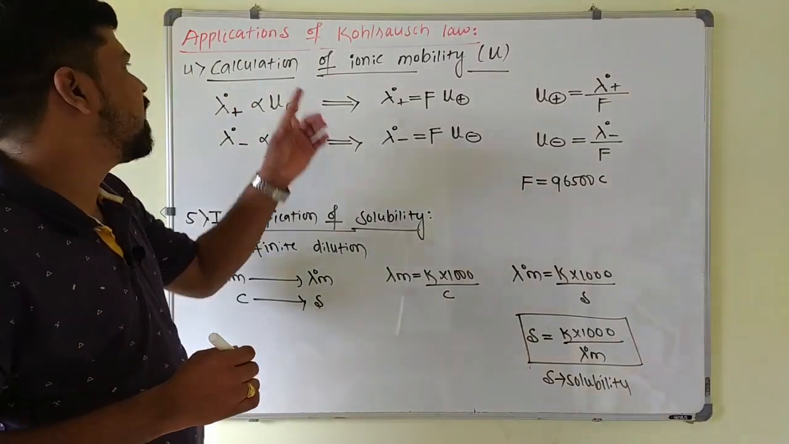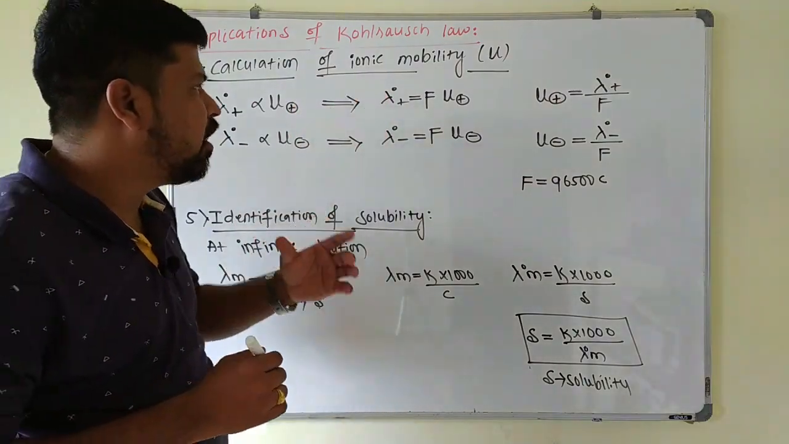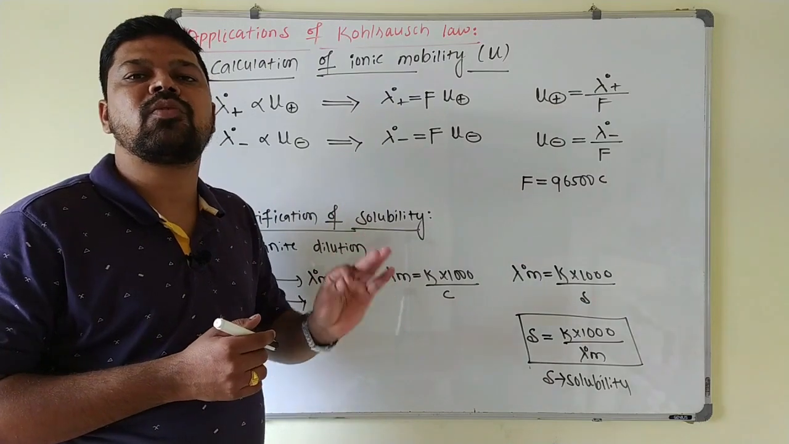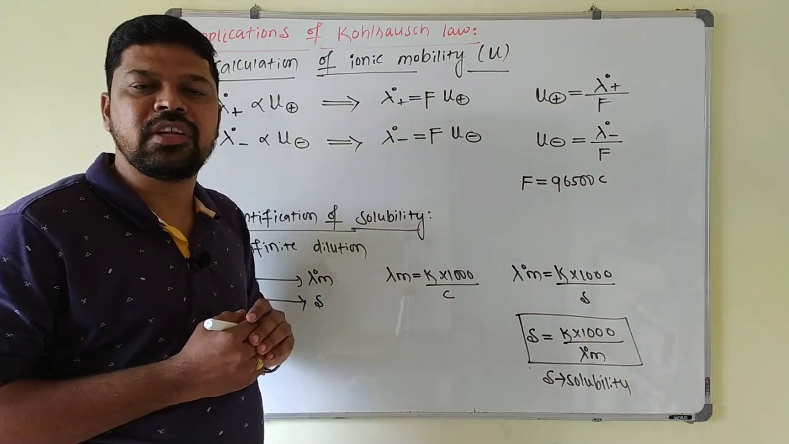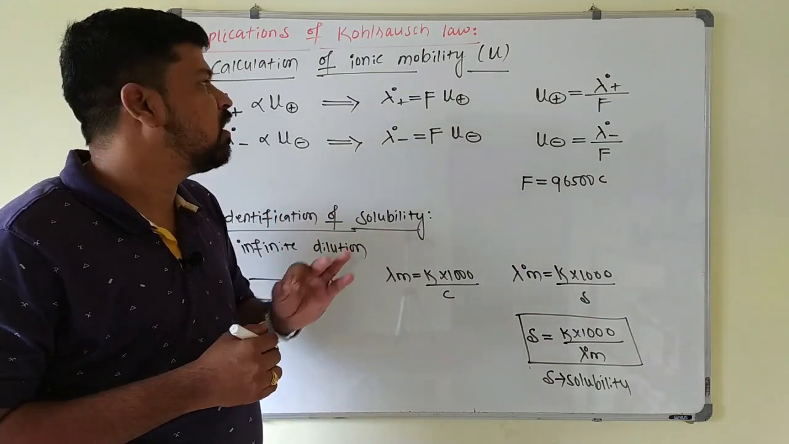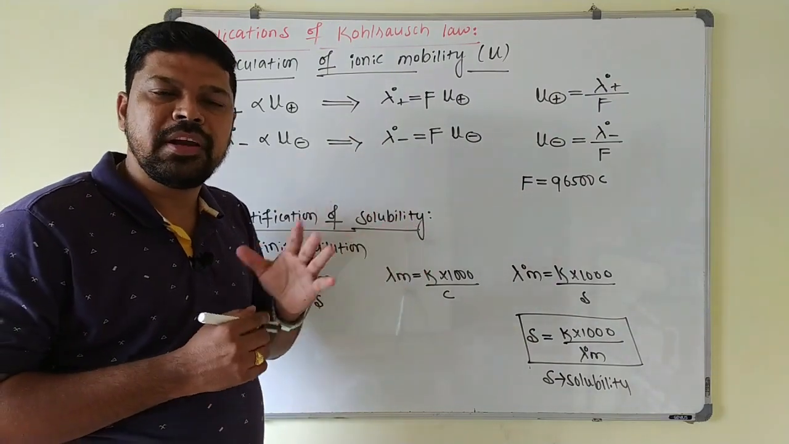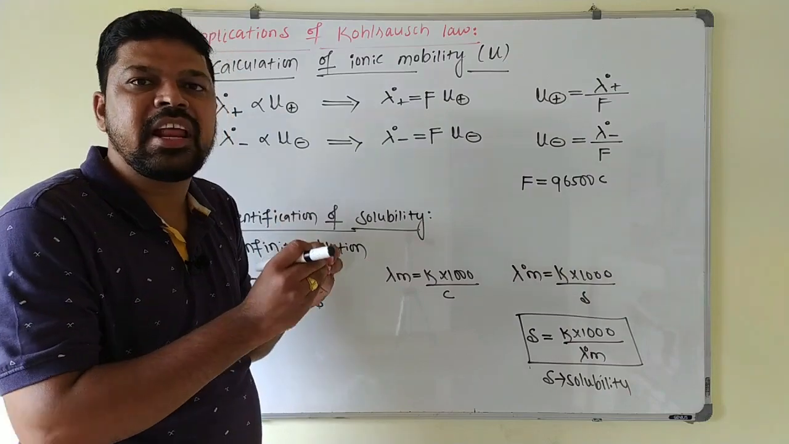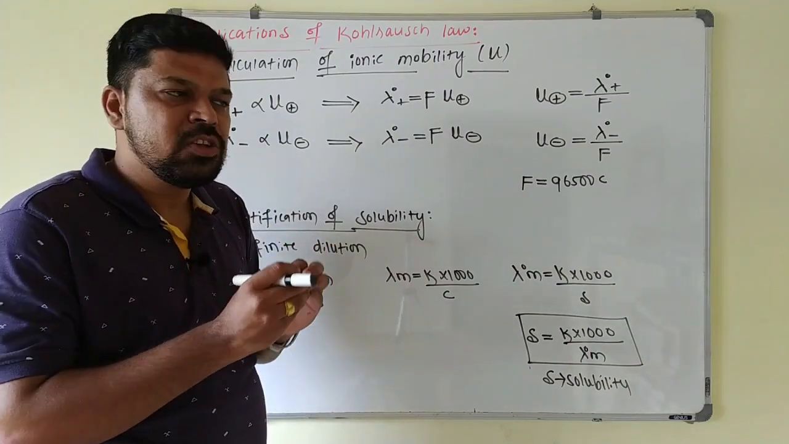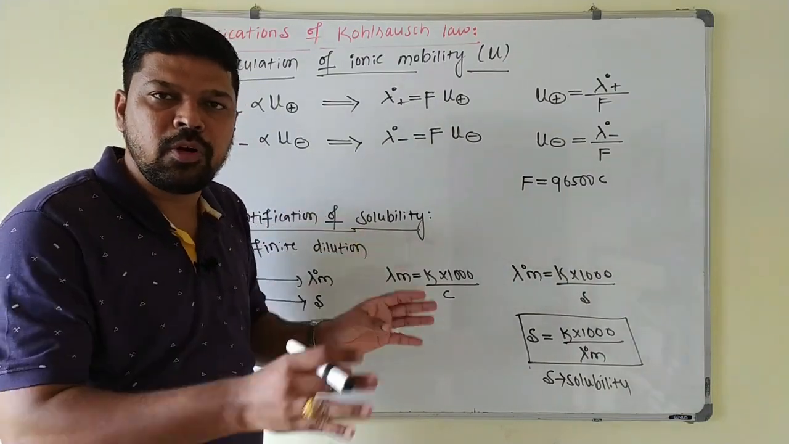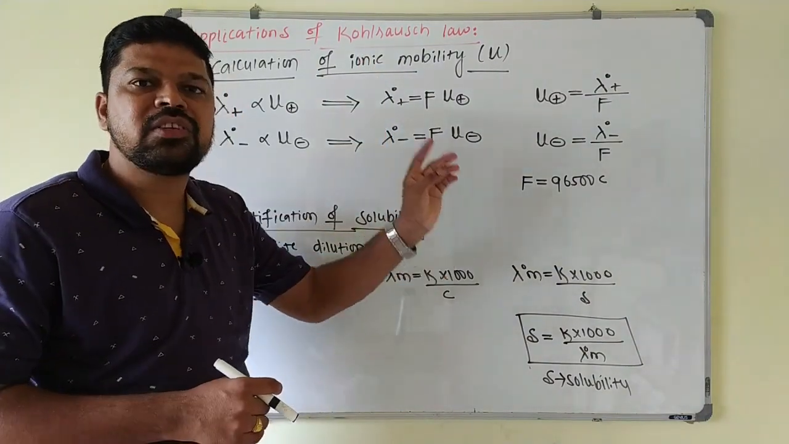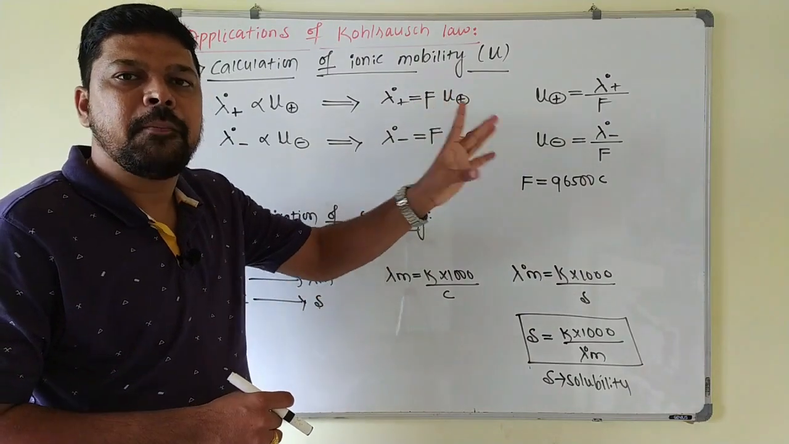So the next application is calculation of ionic mobility. Ionic mobility is nothing but movement of ions. This ionic mobility is perfect only at the infinite dilution, because at infinite dilution electrolyte undergoes complete dissociation and you are adding more amount of water. These cations and anions, they are moving far away from each other, so that the force of attraction between them is broken. They will move independently. So only at infinite dilution ionic mobility will be perfect.